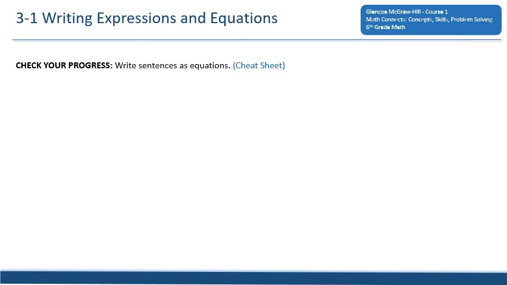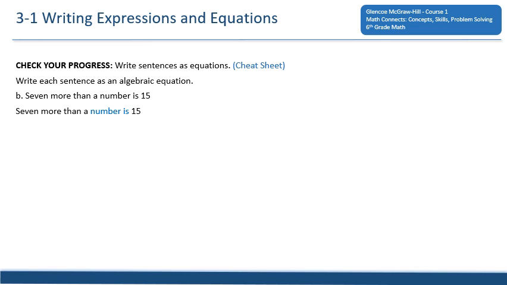Check your progress. Write sentences as equations. Write each sentence as an algebraic equation. 7 more than a number is 15. So what is 7 more than a number? Is 15. So more than is addition. The number is the variable, and is the equal sign.